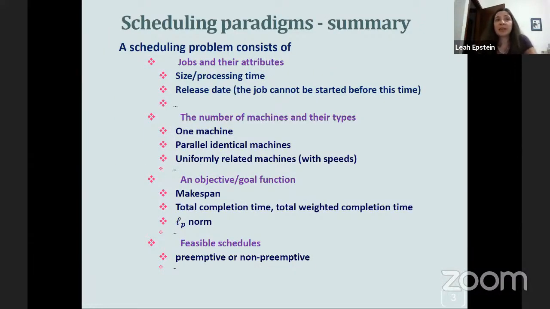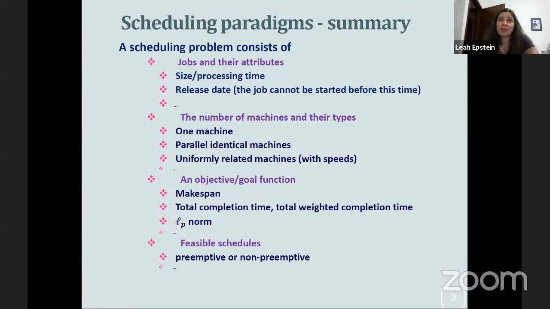So, of course, this slide is not very useful for a scheduling seminar, but since it is a bit confusing that we study two problems that have the same input, let me remind you that the scheduling problem consists of jobs and attributes, where attributes are usually the size, the processing time of a job, and maybe a release date, so that you cannot start the job before that time.